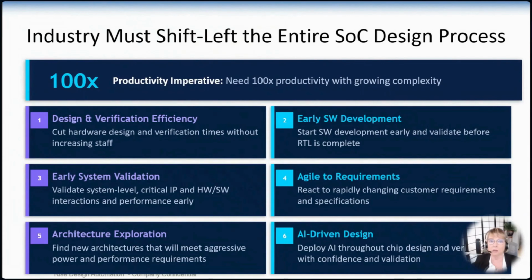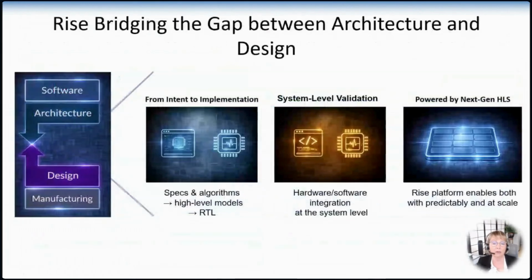Agile requirements: the specs are changing constantly, especially now with some of these new AI chips. So you need to be able to react quickly to that, have different versions of your IP, and be very agile in your requirements. Architectural exploration: again, you don't want to do just one architecture, you want to find the best one for power and performance. And then, of course, AI everywhere in the chip design process. How can you apply AI with today's models, with today's infrastructure? How can you get the most use out of that for your productivity? So that's what I really mean by shift left the entire design process.